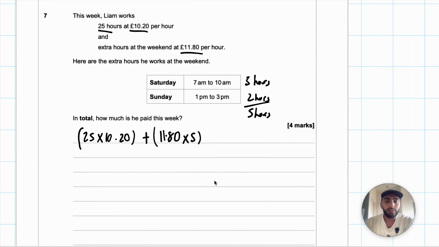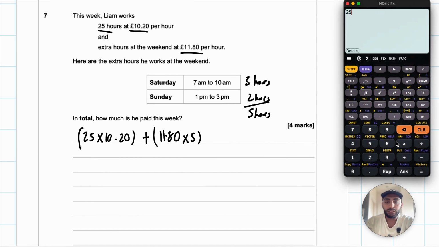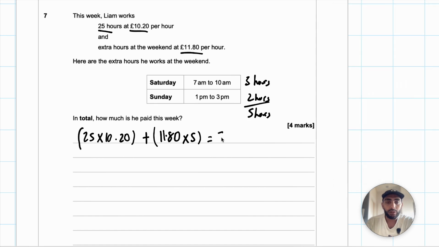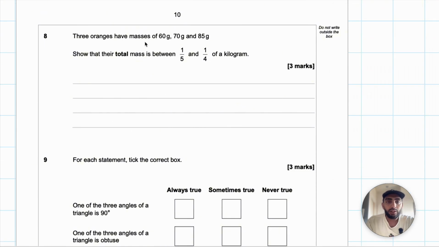So we type all of this into your calculator. And so that's 25 multiplied by £10.20. And then we're adding on £11.80 multiplied by 5, which gives us an answer of £314. Question 8. 3 oranges have masses of 60 grams, 70 grams and 85 grams. Show that their total mass is between 1/5 and 1/4 of a kilogram.